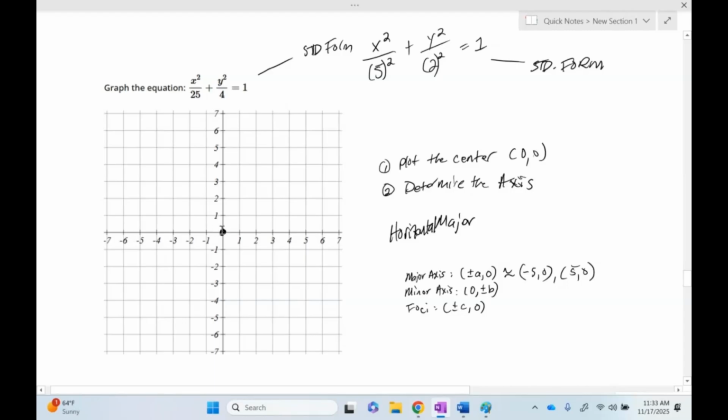So I'm at the origin, I'm going to plot -5, 0. So I'm going to go 5 places to the left. Since the y coordinate is 0, I'm going to stay on that point. I'm going to plot 5, 0. So from the origin, I'm going to move 5 places to the right. My y coordinate is 0. I'm going to stay on that point.